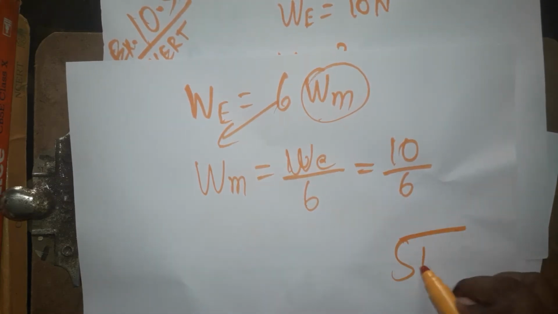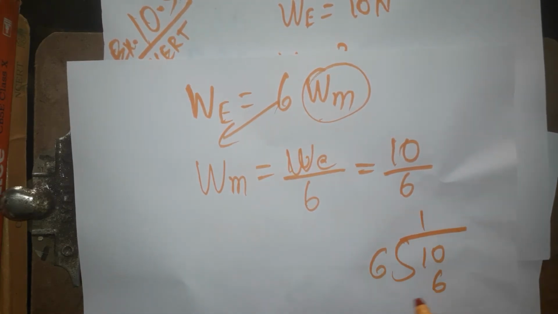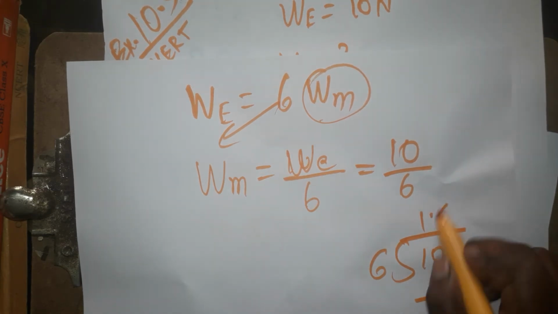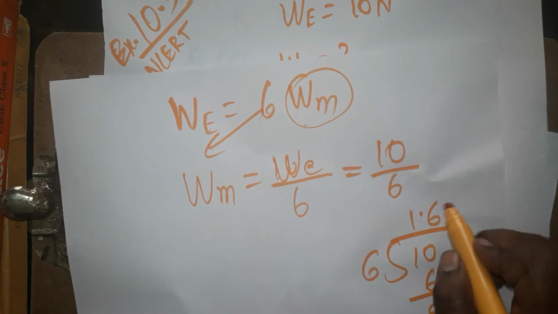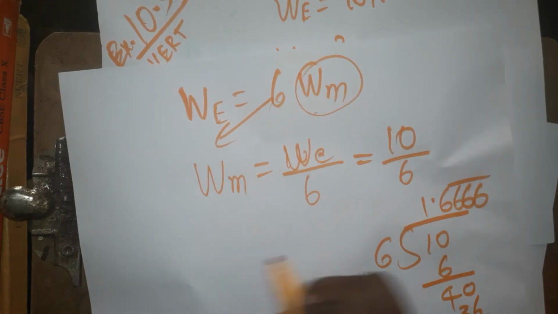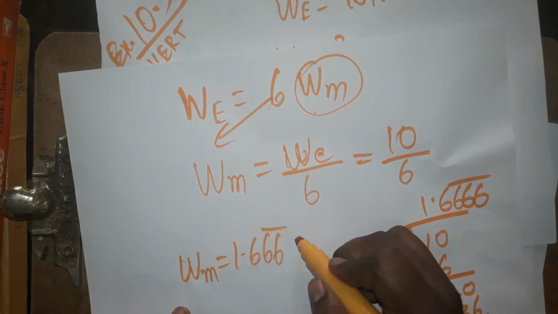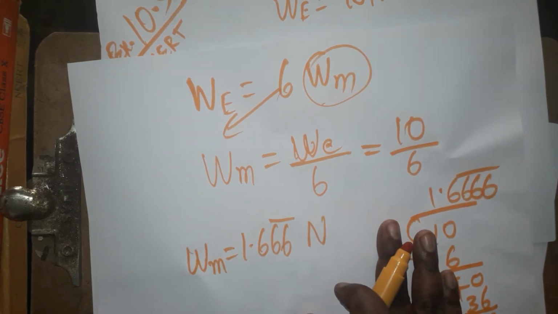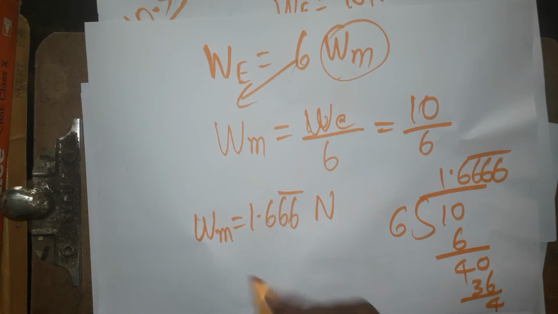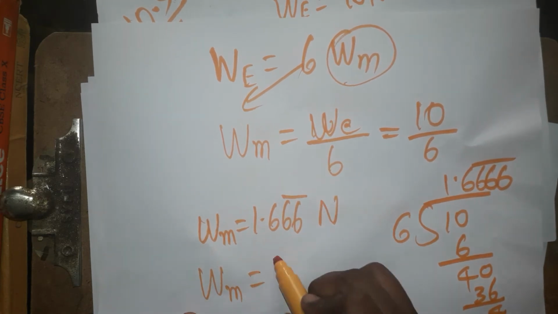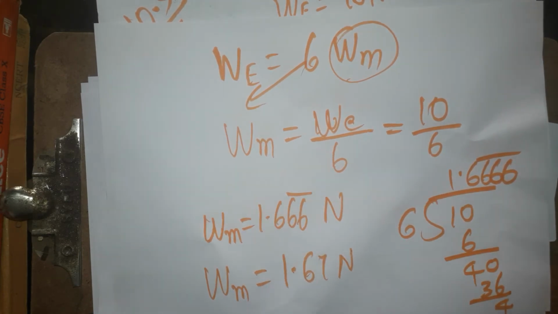If you are doing 10 divided by 6, it's going to be 6 one time, 4.0, it is 36. So next also 4 will go, 6 bar will go. So weight on the moon surface is 1.666 bar Newton, because it is a weight and force unit will be Newton. So weight on the moon surface we can write as 1.67 Newton also.